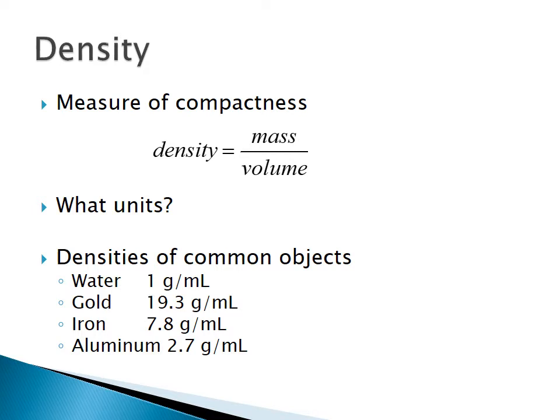Iron is between water and gold. It's about 7.8, and aluminum is 2.7 grams per milliliter. Now, aluminum is very important because, of course, today we use aluminum for a lot of our packaging. If you think of aluminum cans for your soda pop, the reason they're going to use aluminum is because it does have that lightweight density. It doesn't cost as much to transport it. Based on these densities, they're very unique for those substances. We can use the density of an object to help determine what it is.